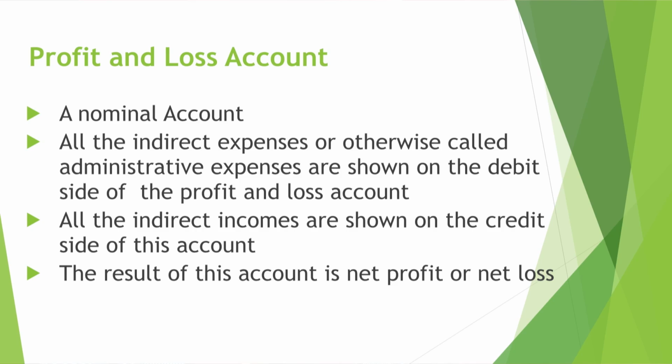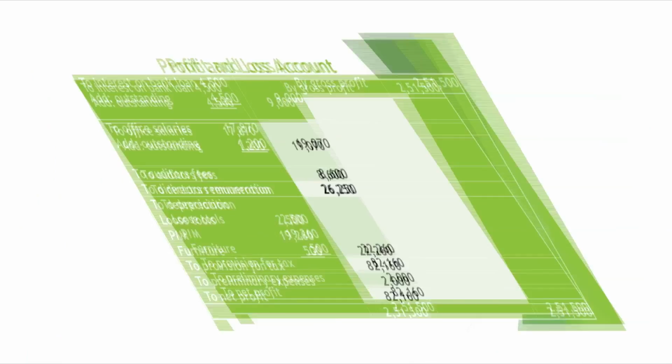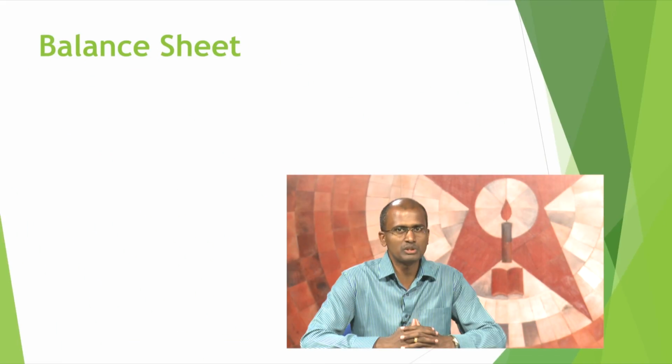If the credited items are more, then the result would be net profit. If the debited items are more, then the result would be a net loss. The net profit or net loss is an actual profit or actual loss after considering all the incomes and expenses. Once the net profit is calculated, the next step would be to prepare a balance sheet.